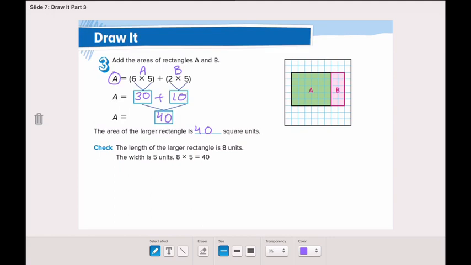We always check our answer. The length of the larger rectangle, 6 plus 2, is 8. So the length is 8. And the width is the same, which is 5. So 8 multiplied by 5 equals 40 square units. So our answer is correct.